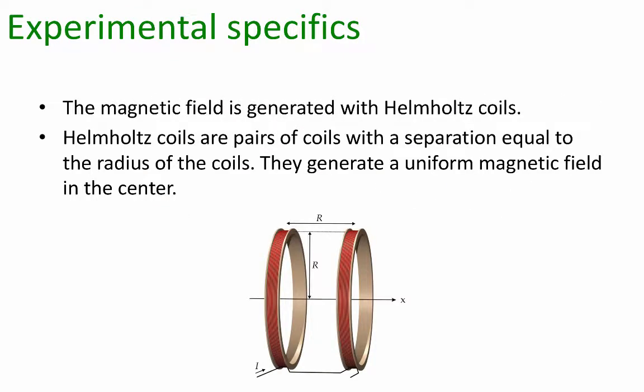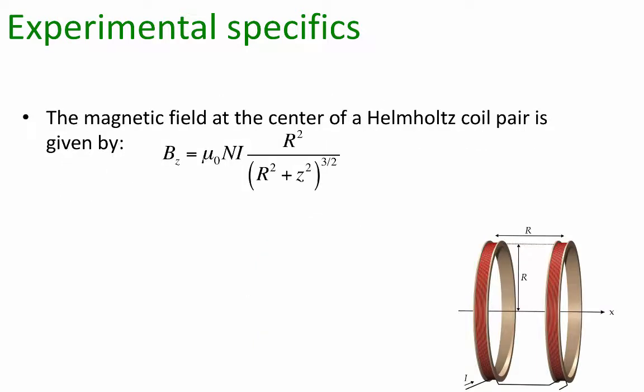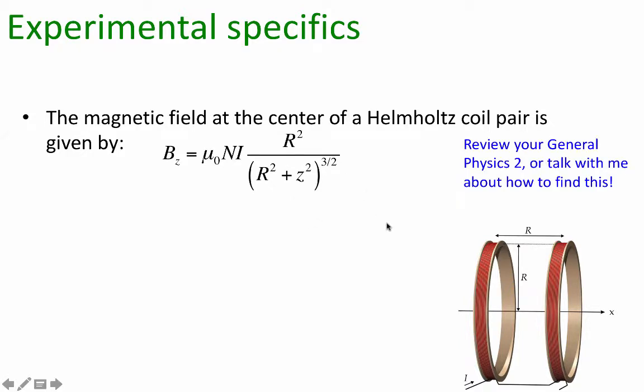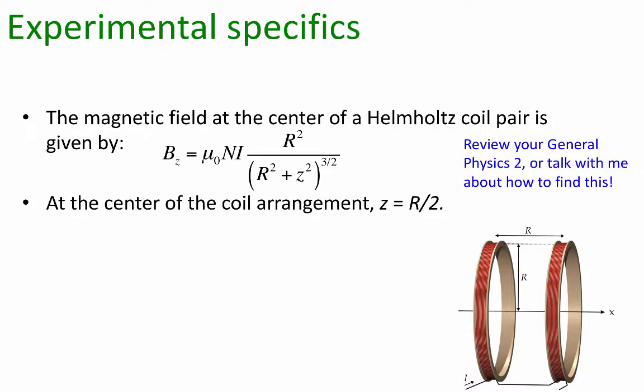The specifics of this experiment are that our magnetic field is generated at the center of these Helmholtz coils. Helmholtz coils are relatively thin or narrow coils with a separation that's equal to the radius of the coils, and that gives you a uniform magnetic field at the center. Pretty cool. The magnetic field at the center of a Helmholtz coil pair is mu naught N I r squared over r squared plus z squared to the 3/2. Feel free to look at your general physics text too, or talk with me about this, or just enjoy it. But it'd be great if you actually work through where this comes from.